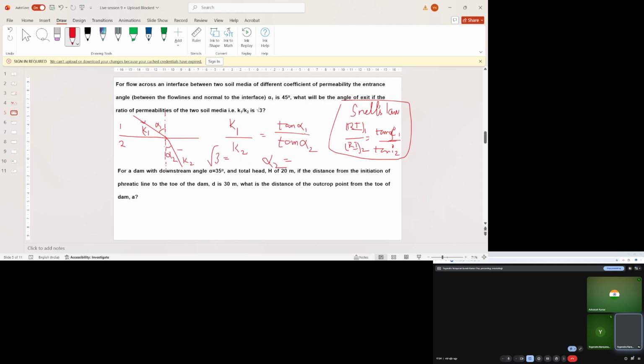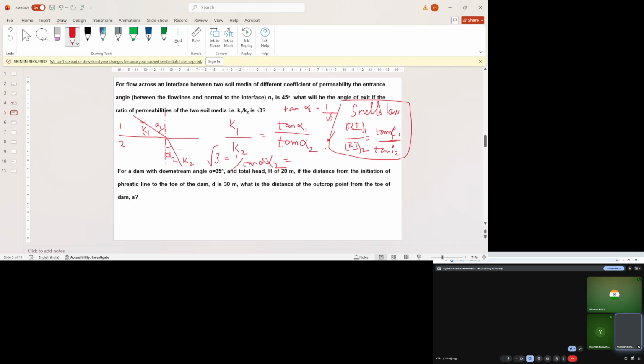And tan alpha 1 is, see, whatever you are saying, 90 minus alpha is going to be the thing when both mediums are the same. When the mediums are different and their properties are different, how can you equate both? So root 3 is equal to tan alpha 1 by tan alpha 2, where tan alpha 1 is 1. So tan alpha 2 is equal to 1 by root 3.